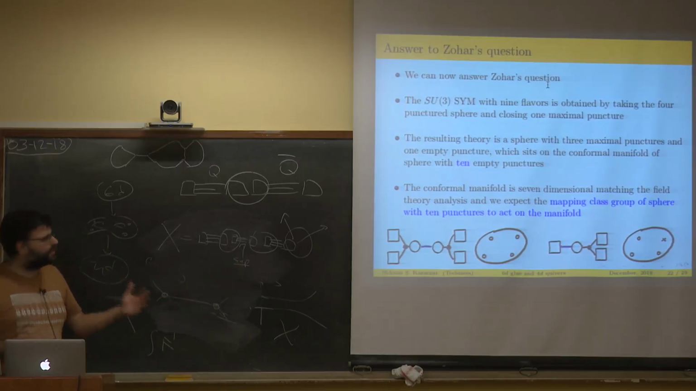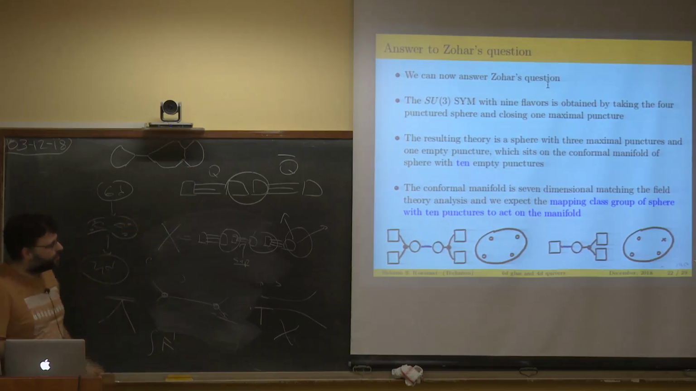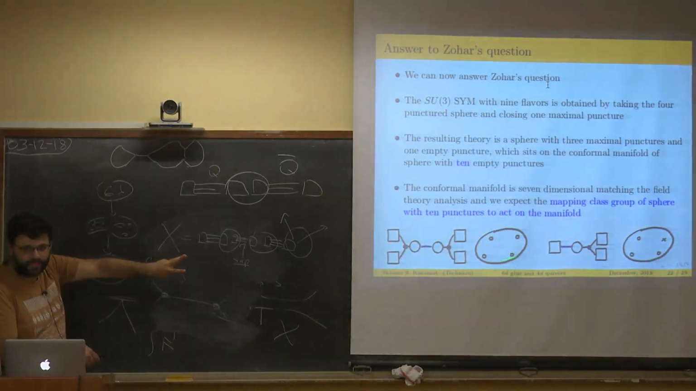Okay? So this is the original theory we started with. This is the geometrical picture, a sphere with 10 empty punctures. Where is 10? We start with 4 maximal punctures, and we close one of the maximal punctures down to an empty puncture. But then each maximal puncture can be split into triplets of empty punctures.